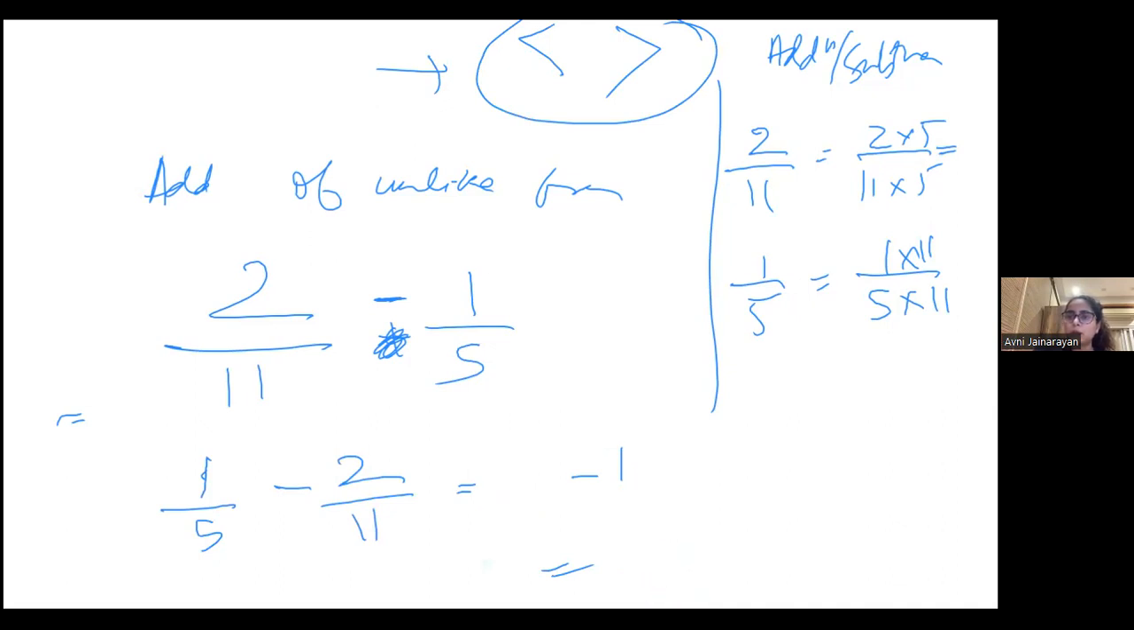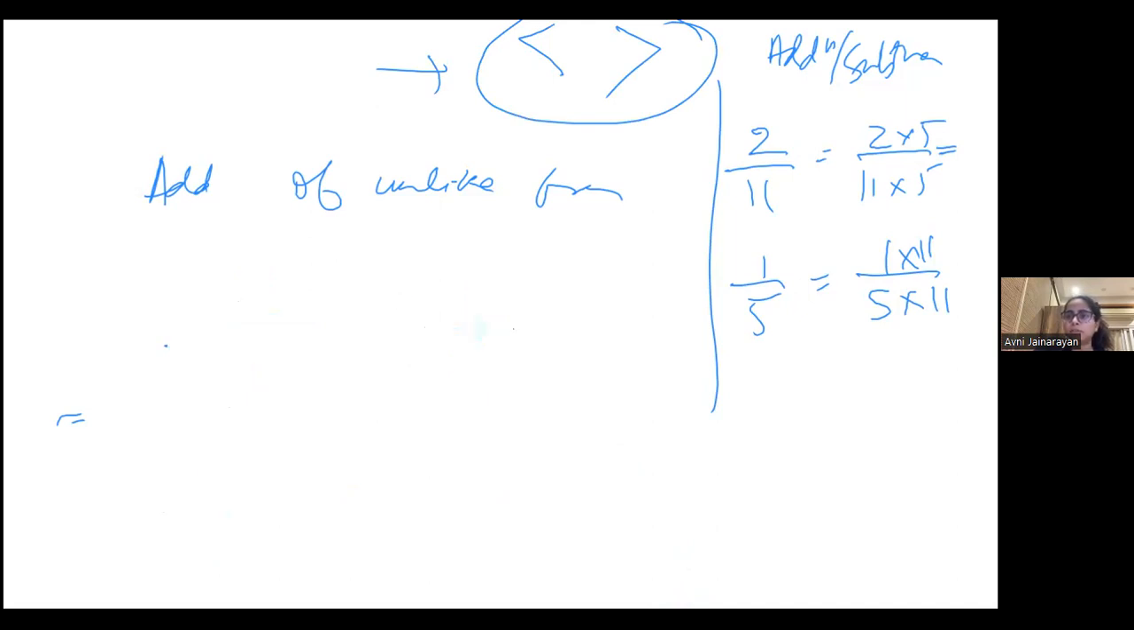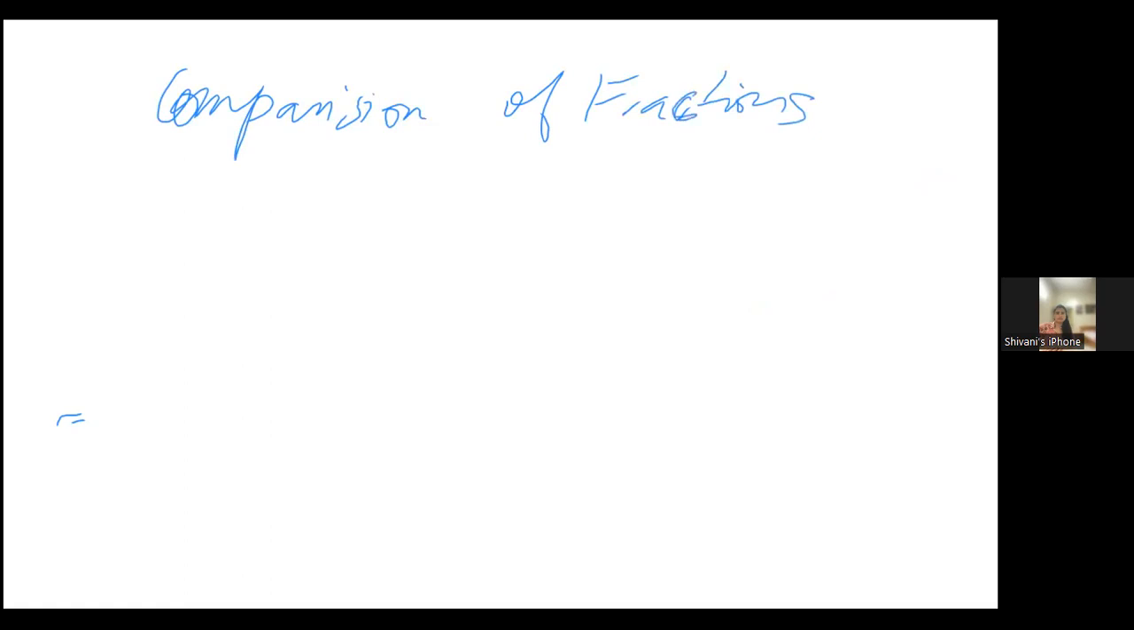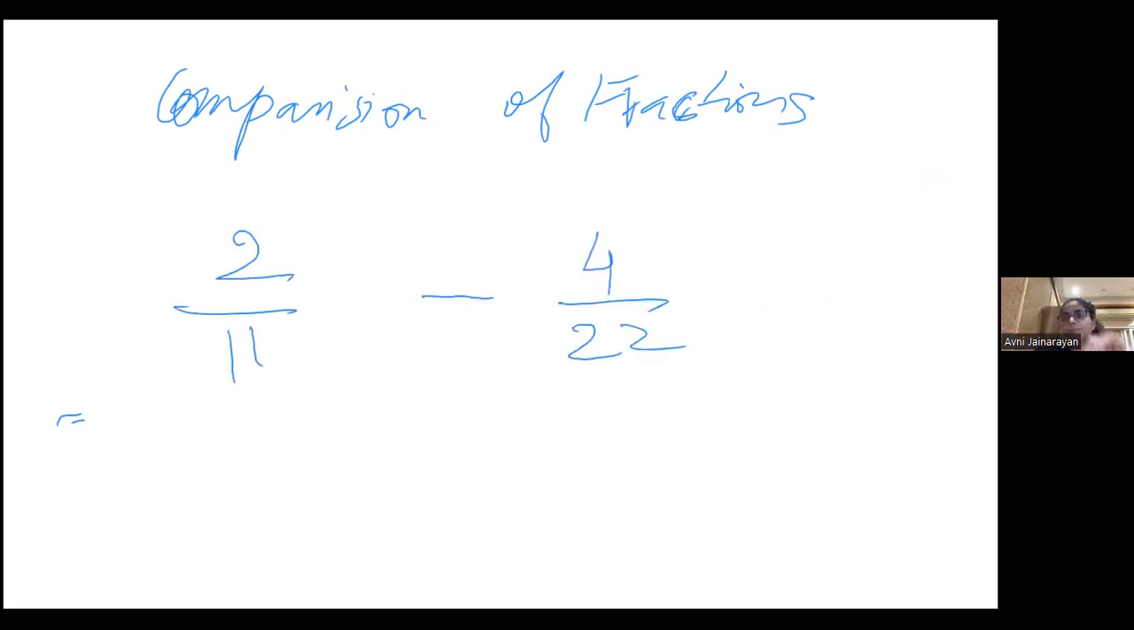Now let's understand how to say which fraction is bigger, which fraction is smaller. Comparison of fractions, which comes in grade 3. So let's compare 2 upon 11 and 4 upon 22. Here I will use the concept of equivalent fractions, since they are unlike fractions and I cannot compare directly.